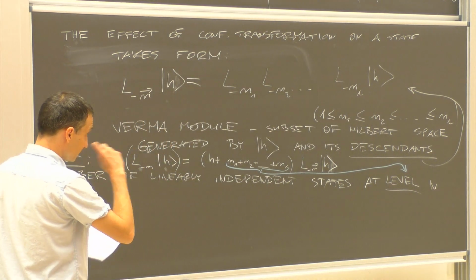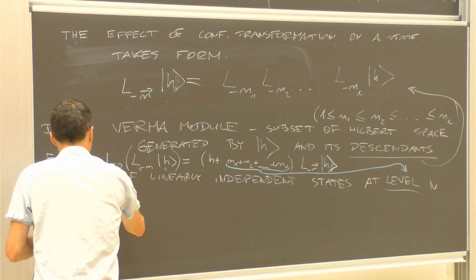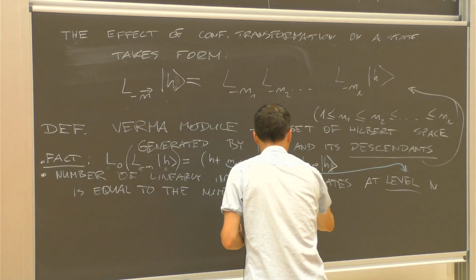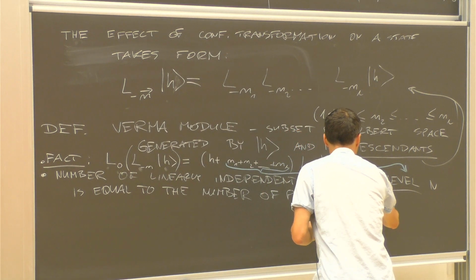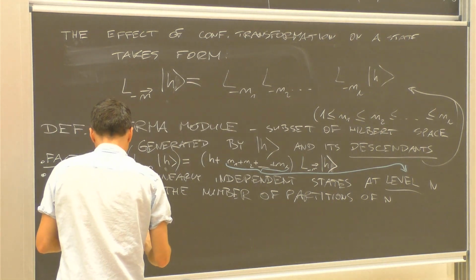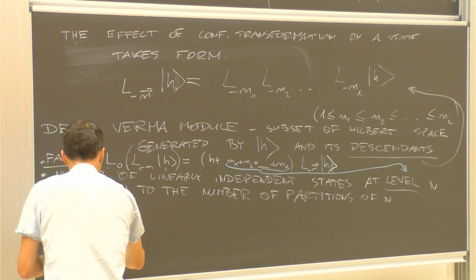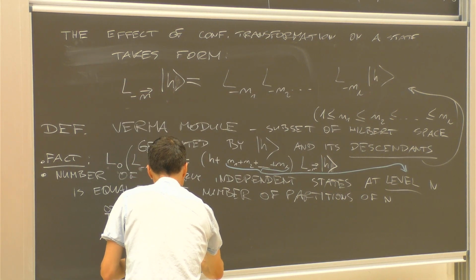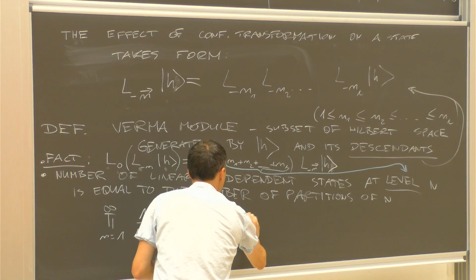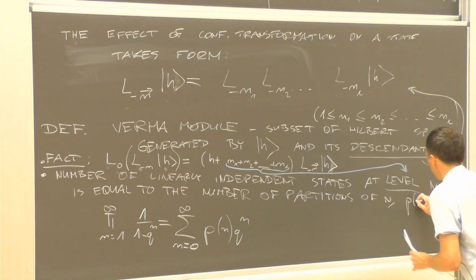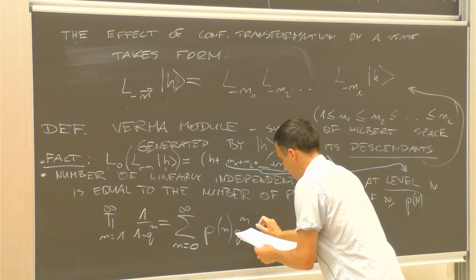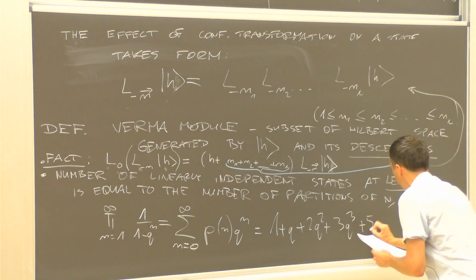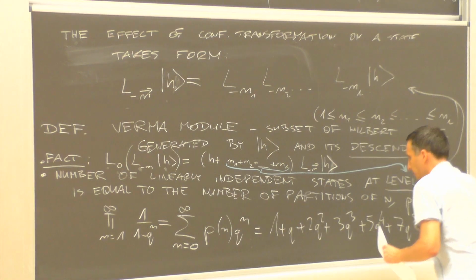So the number of linearly independent states at level n is equal to the number of partitions of n. Well, you can find it from the following generating function. This number of partitions is often denoted by P(n), and these numbers are given as coefficients in this expression. I suppose many of you have seen such an expression before.